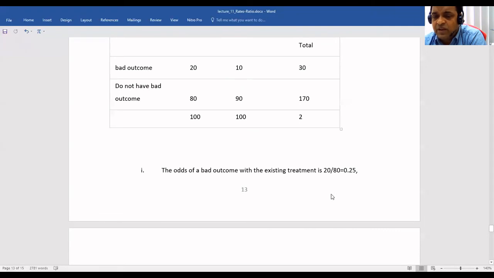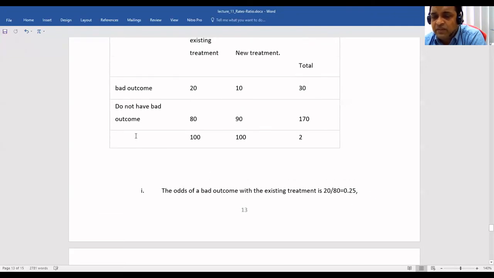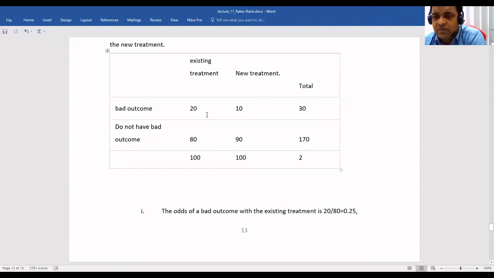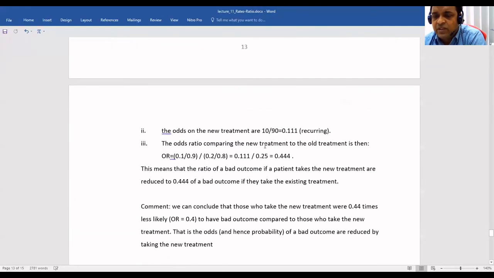Then the odds of the bad outcome in the existing treatment will be 20/80. So the odds of bad outcome for the existing treatment, the current treatment, will be 20/80, which is 0.25. And similarly, the odds of the bad outcome for the new treatment will be 10/90, which is 0.111. So what is the odds ratio comparing the new treatment to the old treatment?